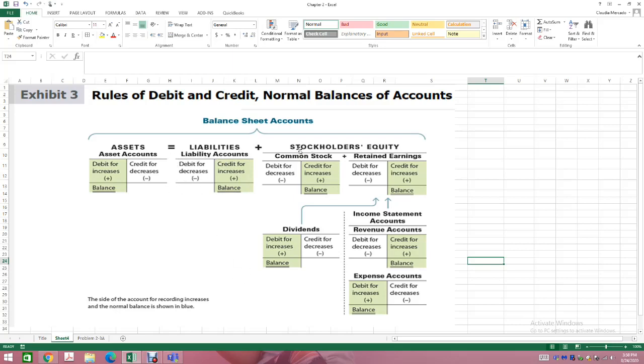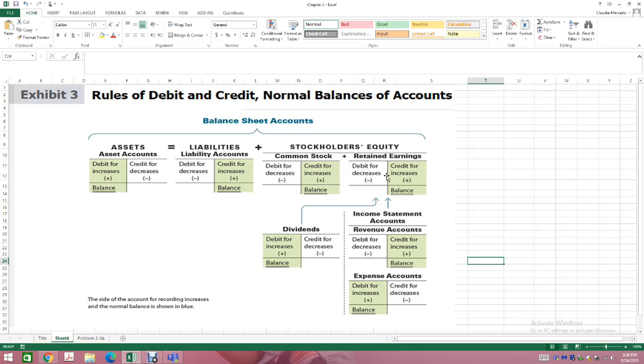Okay, under stockholders equity, we have a variety of items. Okay, so stockholders equity is basically the right to the assets of the business. Here, under stockholders equity, we have various categories. The first one we have is common stock. Okay, so anytime that you issue common stock, you're going to credit it. Okay, and then if you buy back the stock, you debit.